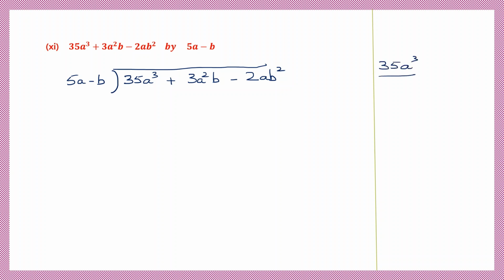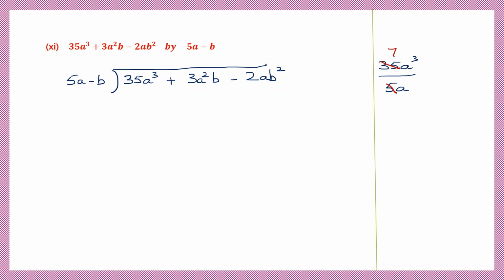Question 11. Let's begin. So the dividend here is 35a to the power of 3 plus 3a square b minus 2ab square divided by 5a minus b. So we take the first term of the dividend and the first term of the divisor and we divide. So let's divide 35a to the power of 3 divided by 5a. We can cancel 5 and 35.